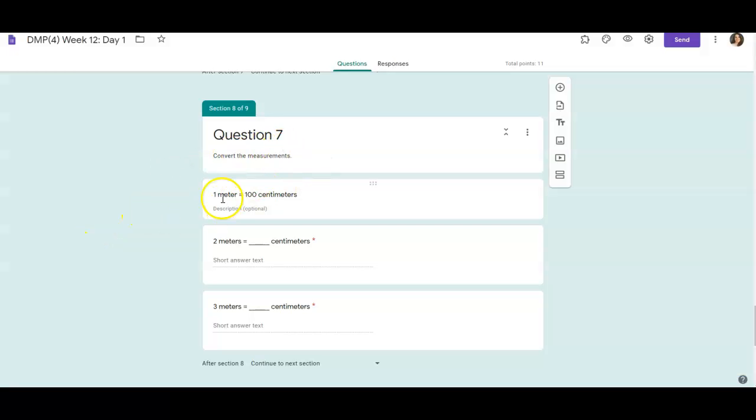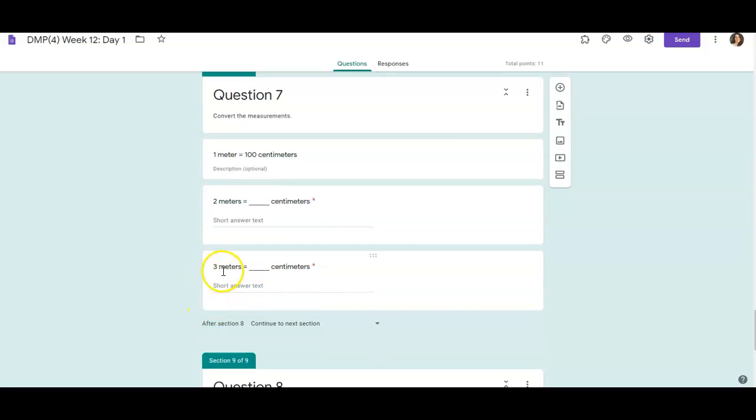Question number 7, a little conversion of measurements. If we have 1 meter equivalent to 100 centimeters, how much is 2 meters? We have 3 meters. 3 meters is equivalent to how many centimeters?